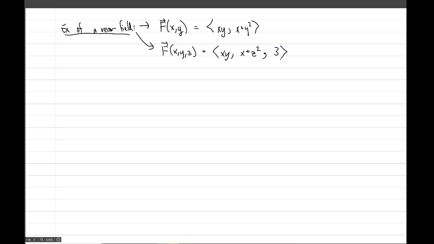Now we're going to talk about the other major topic of this section. This section is called line integrals, and we've talked about line integrals of scalar fields. Now let's talk about line integrals of vector fields. Just treat them as totally different creatures, to be really honest. That's the best thing you can do.